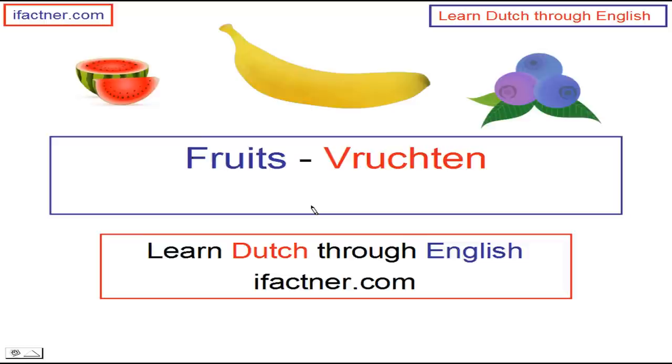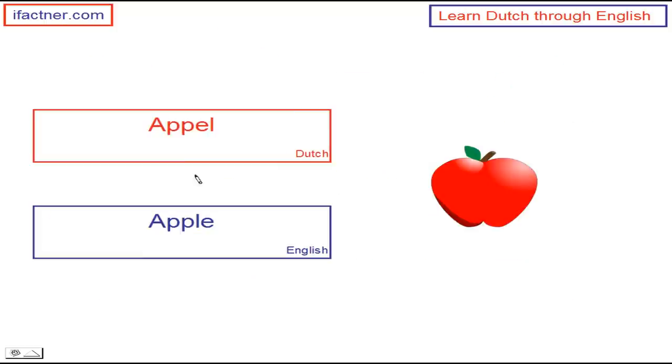In this lesson, we are going to learn what we call different fruits in Dutch. Fruits are called vruchten in Dutch. V-R-U-C-H-T-E-N, vruchten. Let's start our lesson.